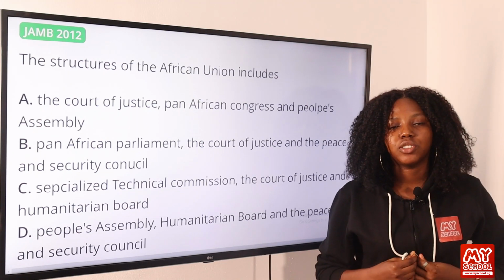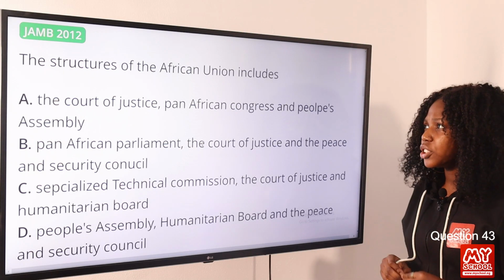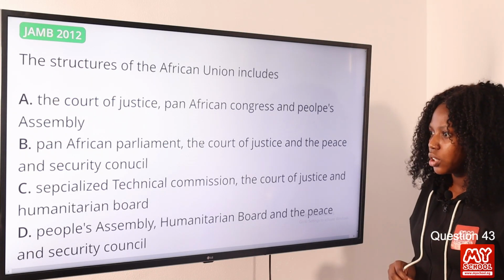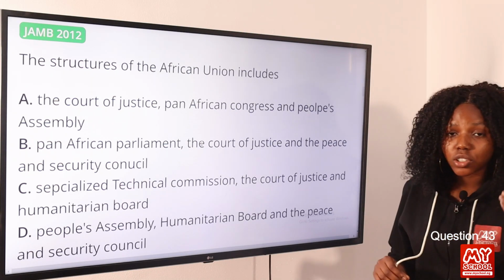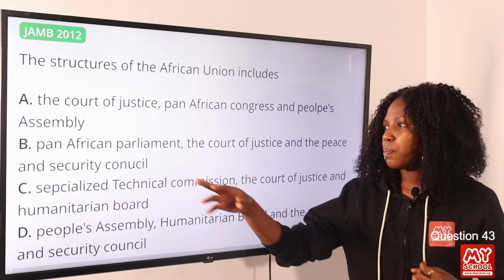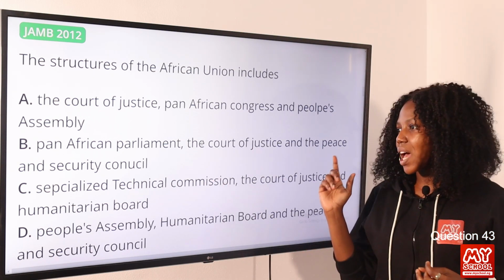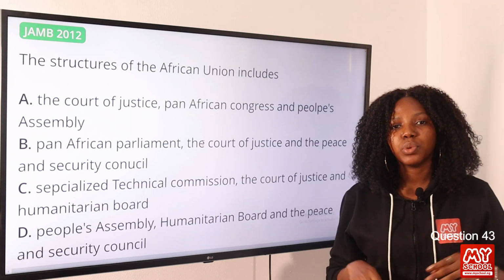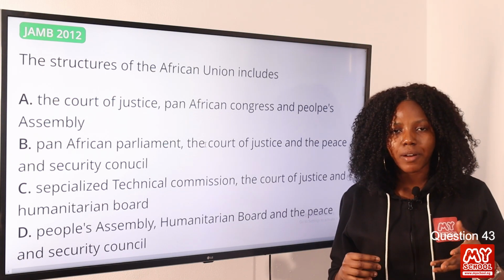Now, moving on to question 43. The structures of the African Union include dash. Okay, so the structures of the African Union include the Pan-African Parliament, the Peace and Security Council, and lastly we have the Judicial, Human Rights and Legal Court.